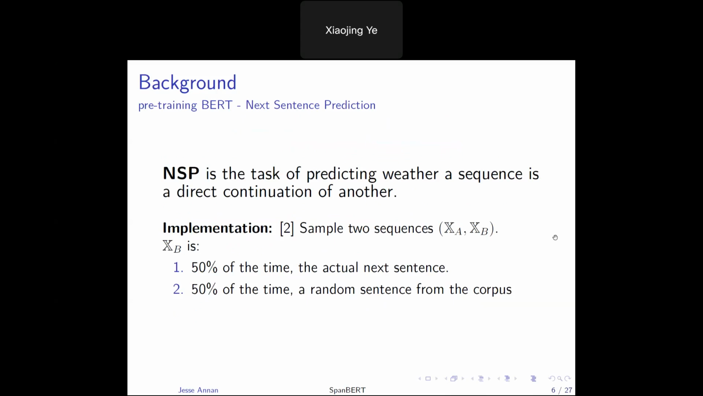Going on to the second objective, the next sentence prediction. BERT predicts if two sequences sampled from the corpus directly follow each other. First, it samples the first sequence. 50% of the time, it samples the next sequence that directly follows the first sequence. The other 50%, it samples any random sequence from the corpus. The task is to predict if the sentence follows, if it makes sense.